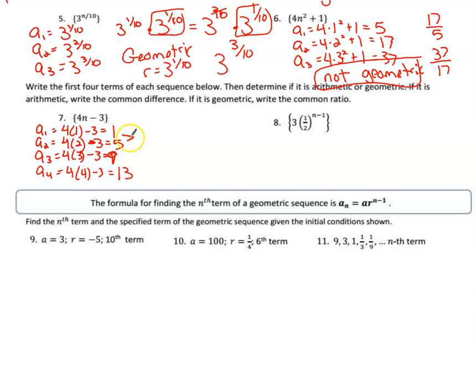And if you look, we went up 4 every single time. So we added 4, so this is an arithmetic sequence. Arithmetic. And since it's arithmetic, we had a common difference, and that common difference we increased by 4 every time.